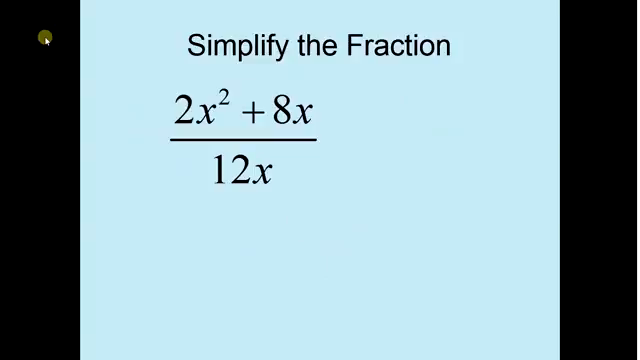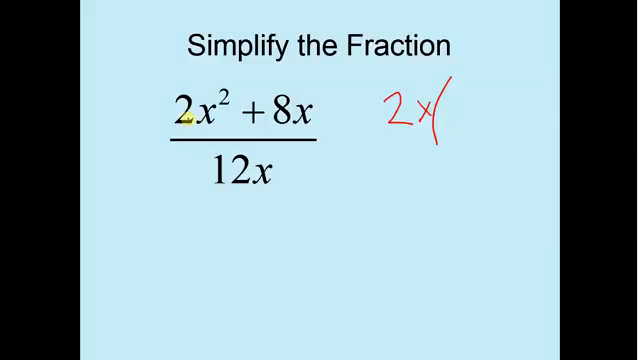Alright, so let's take a look at one that has a polynomial on the top. So, what is the greatest common factor of 2x squared and 8x? First things first, I notice I can divide out a 2, right? And then how many x's can I divide away? AKA, what's the lowest number of x's that they both share? Both share an x, right? So let's take an x out.